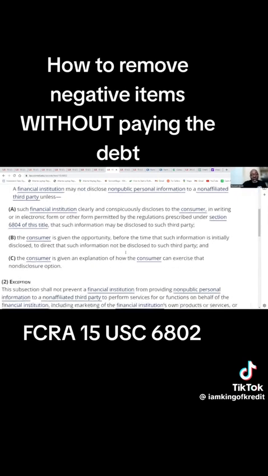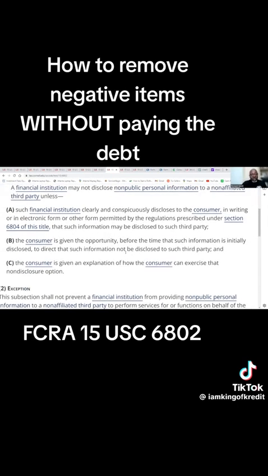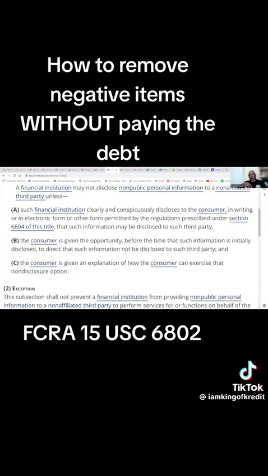But look at B. Let me blow B up so you can see this. The first part is they must contact you to let you know that they may disclose it to a third party. Look at B. The consumer is given an opportunity before the time such information is initially disclosed to direct that such information not be disclosed to such third party, right? Also, the consumer is given an explanation on how the consumer can exercise that non-disclosure option.